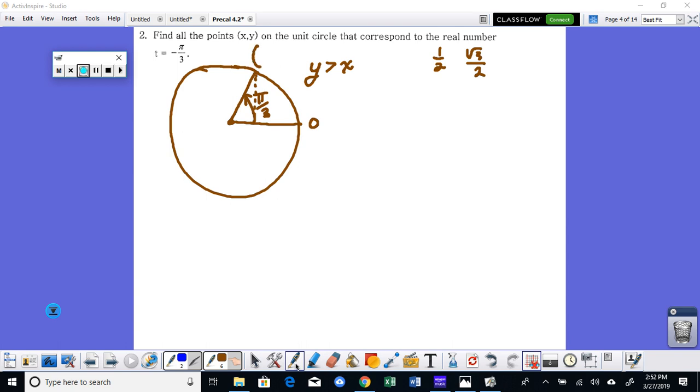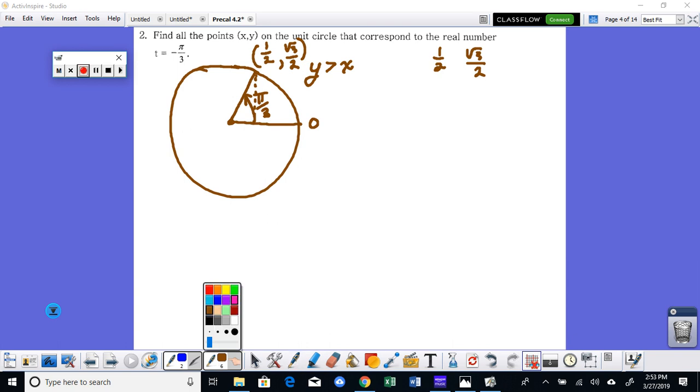So this ordered pair is? Which one's bigger? The y is the bigger one, right? So which one's the x? The smaller one. Which one's smaller? 1/2, and then y is square root of 3 over 2. All right, that's true for every over 3.